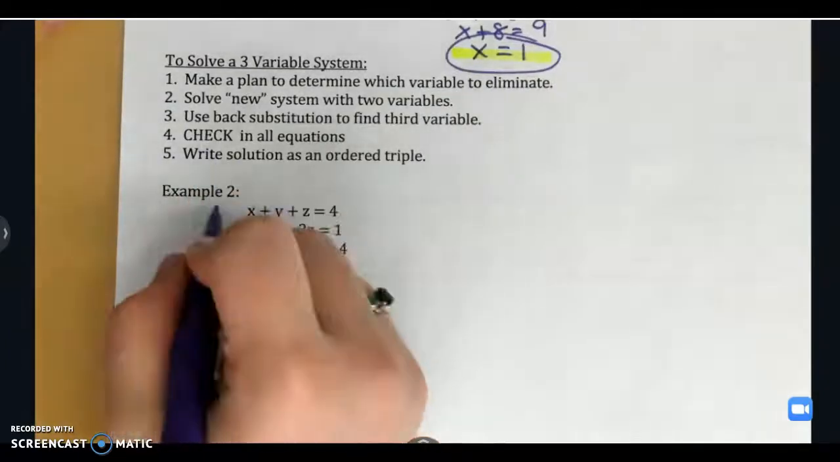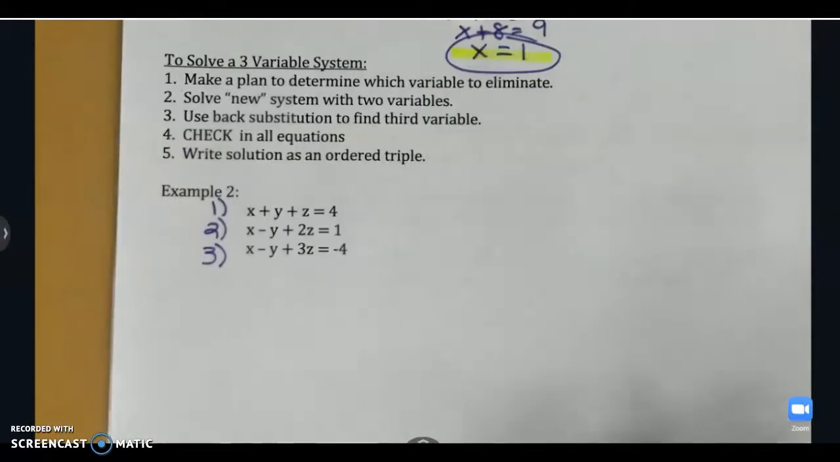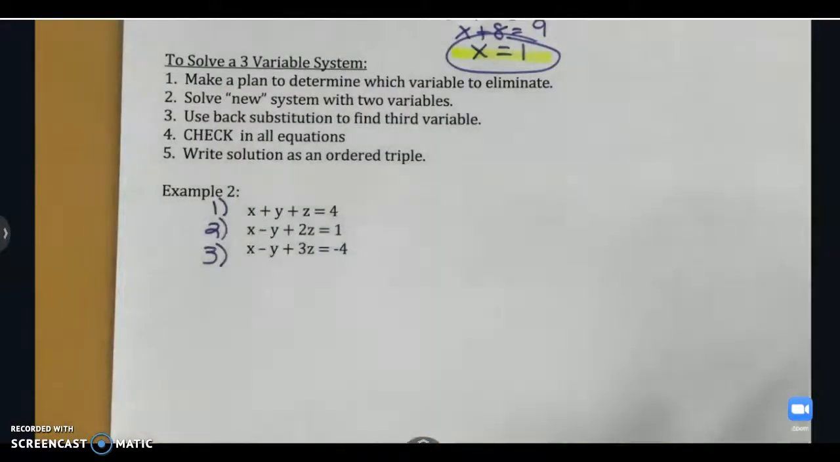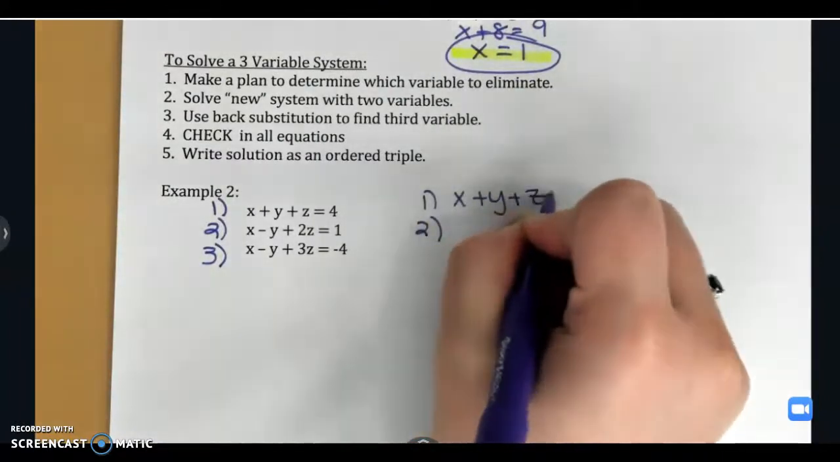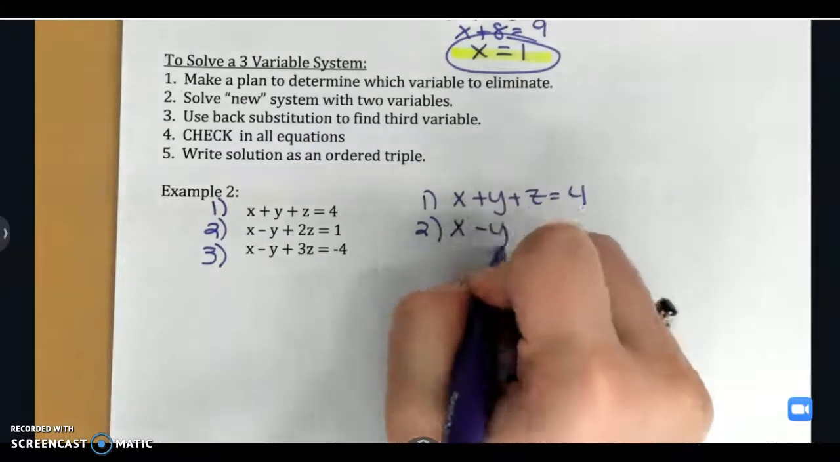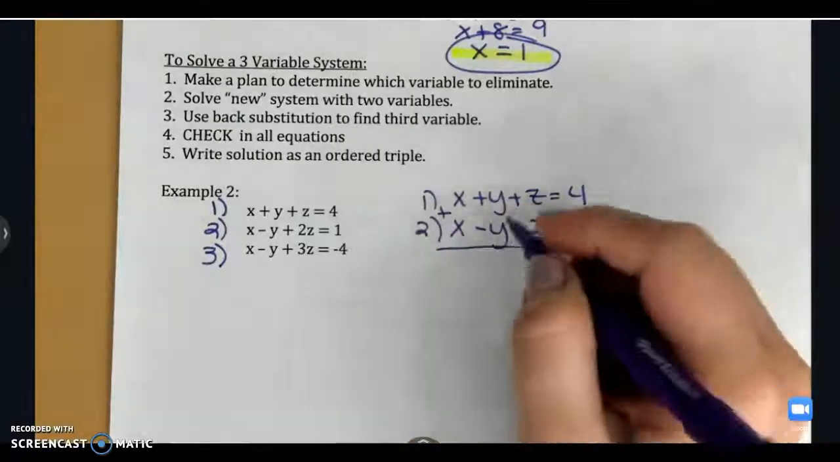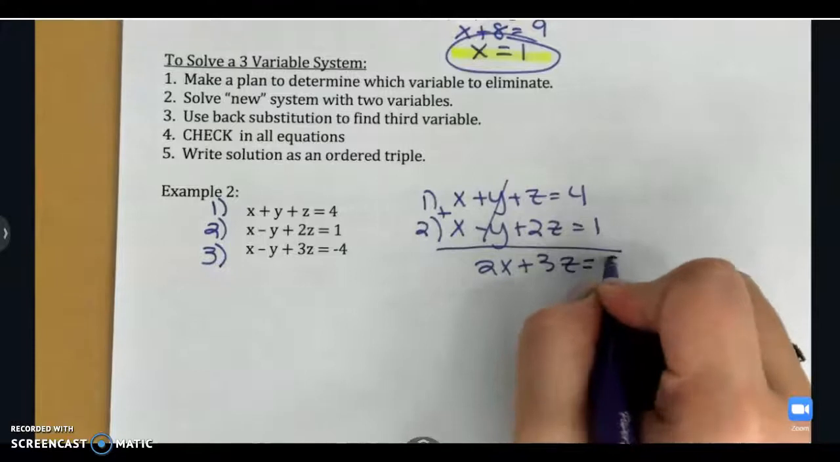I'm going to start by numbering my three equations, 1, 2, and 3. Now looking at my three equations, I want to determine what variable should I cancel. I'm looking at 1 and 2. I have a positive y and a minus y. So those will cancel really easily without me having to do any kind of extra multiplication. So from equations 1 and 2, I'm not going to do anything to change them. I'm going to combine them, everything on the right and everything on the left. And I get 2x, my y's cancel, plus 3z equals 5.